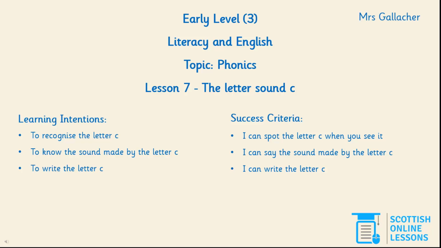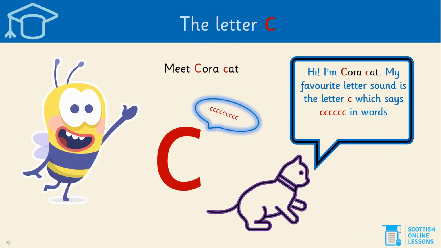Now, our learning intentions for this lesson are to recognise the letter K, to know the sound made by the letter K, and to write the letter K. And at the end of the lesson, I'm going to get you to think about whether or not you've been successful. And if you have, it would mean that you should be able to spot the letter K when you see it. You should be able to say the sound made by the letter K. And you should be able to write the letter K. So let's get started with our lesson.